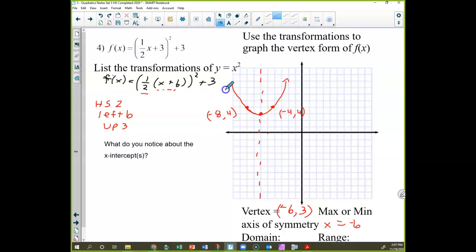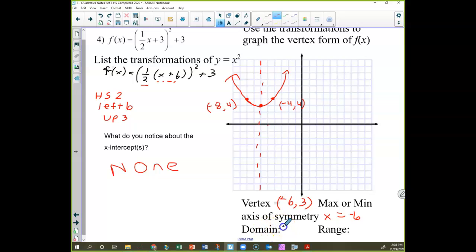And as I draw that graph, I'm ready to answer, what do you notice about the x-intercepts? There aren't any. Now again, does that mean that this equation has no roots? It's a degree 2 polynomial. It's got 2 roots. They just aren't x-intercepts. Right? They aren't x-intercepts. And so then we can list our domain and range.